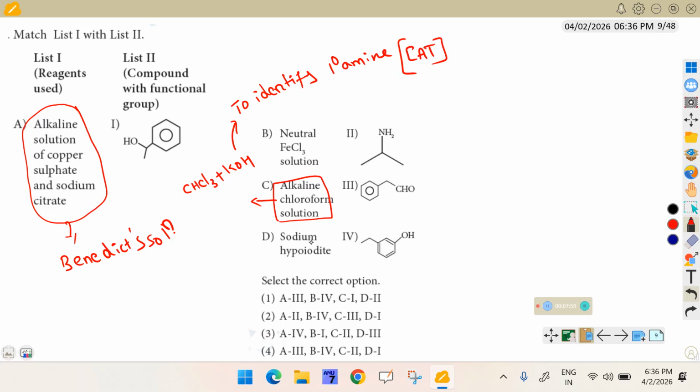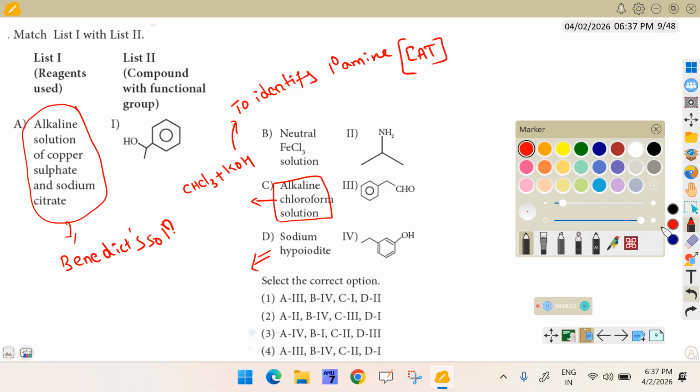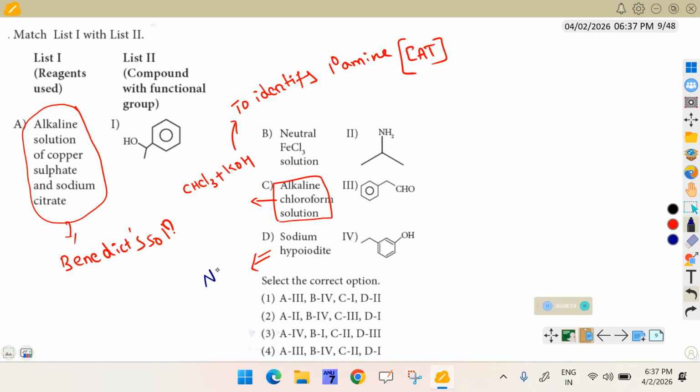Sodium hypoiodite. Sodium hypoiodite formula is NaOI. NaOI is used in the iodoform test. Now based on this, identify the correct answer.